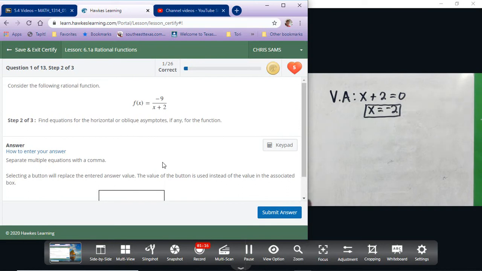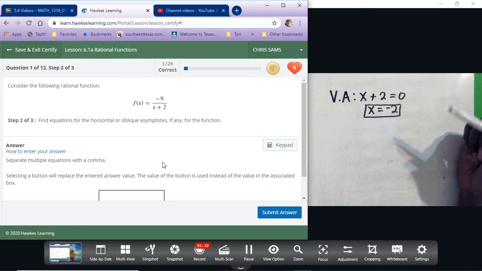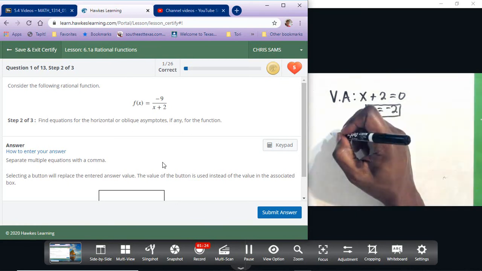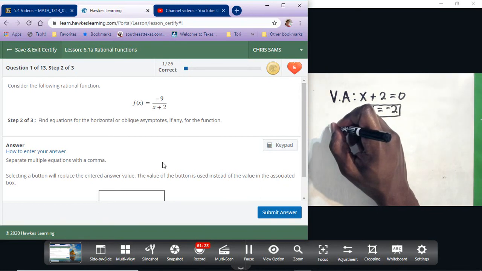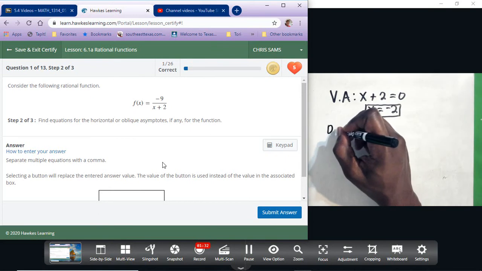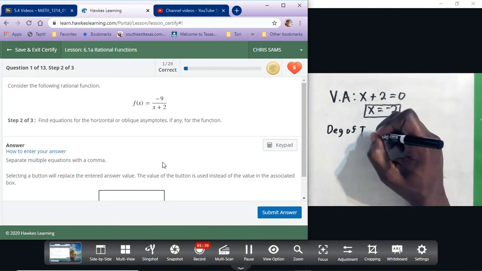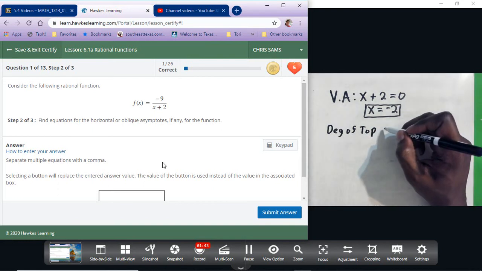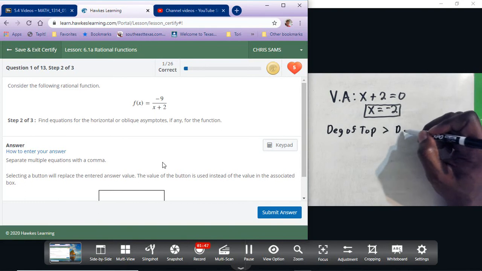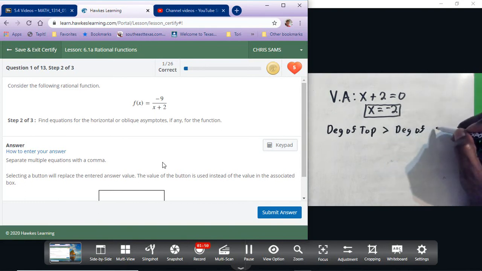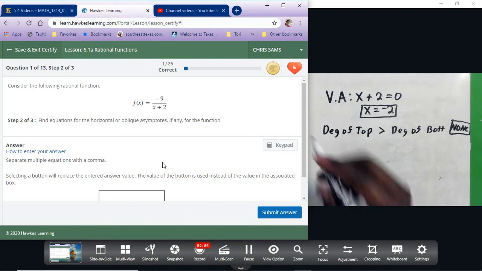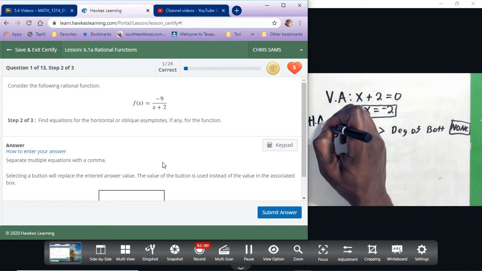Alright, now for horizontal asymptote, we are going to look at the ratio of the top to the bottom, the degree, that is. Okay, so there's a few rules. I'm just going to say DEG for degree of top is greater than degree of bottom. So if you have this case, there is none. You will not have a horizontal asymptote. And this is for HA. I'm just abbreviating it HA for horizontal asymptote.